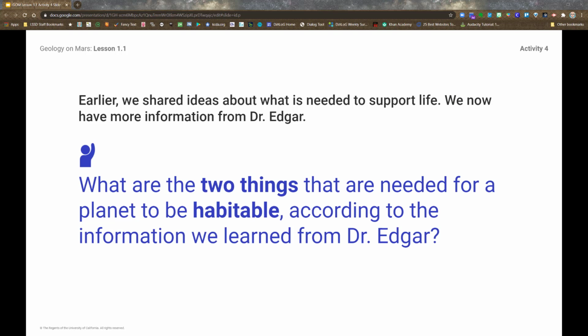Earlier, we shared ideas about what is needed to support life. We now have more information from Dr. Edgar. What are 2 things that are needed for a planet to be habitable, according to the information we learned from Dr. Edgar? You might respond, liquid water and an energy source. Because scientists have not found bodies of liquid water on Mars, it's not likely that it's habitable right now. However, that doesn't mean it didn't have liquid water in the past.